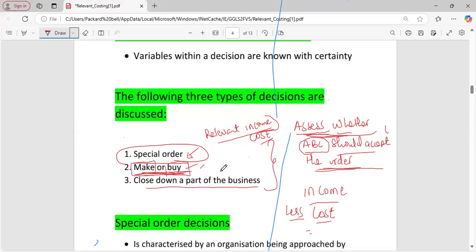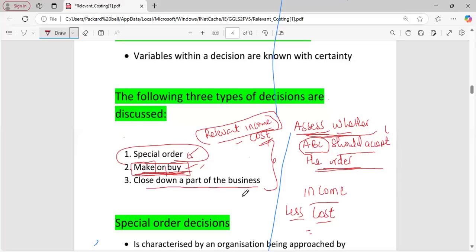Because the moment you identify that this question is on relevant costing, what are you going to look at in the scenario? You are going to look at the relevant income and the relevant cost from the scenario, because we have already identified that this is relevant costing. So from the scenario, you are going to look at relevant income and relevant cost. Then you make a decision based on that.